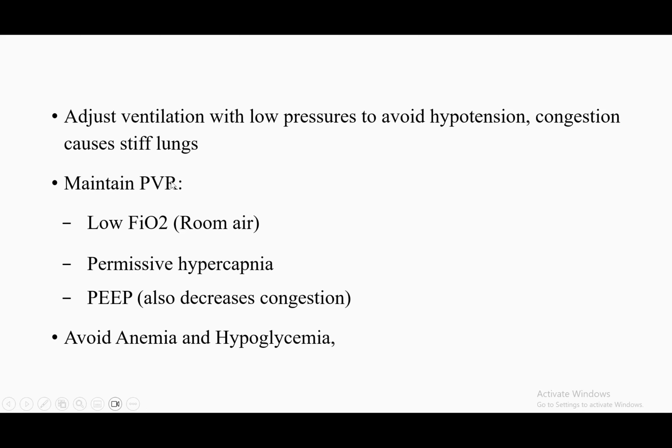Maintain pulmonary vascular resistance as high as possible by low FiO2. Induction should be under room air, and this is one of the 3 famous cases in congenital heart in which we induce anesthesia with room air, not oxygen: cases of ALCAPA, cases of truncus arteriosus, and cases of duct-dependent pulmonary circulation. Permissive hypercapnia, PEEP; also the PEEP decreases congestion if there is pulmonary edema. Avoid anemia and hypoglycemia.